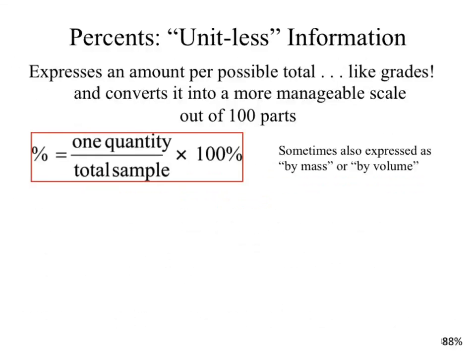So if you got an A in the class, minimally you had 90 parts out of 100 satisfied, which we could then convert: 90 divided by 100. We get into a decimal form, 0.9, and multiply it now by 100, and we get 90%. So these percents allow us to convert between those two quantities, one quantity versus the total possible, or our total sample.